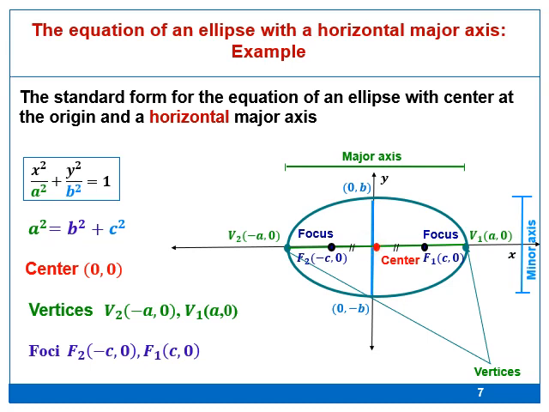The two foci and the two vertices lie on the major axis. c is the distance from the center to the focus. a is the distance from the center to the vertex. So the vertices coordinates will be (a, 0) and (-a, 0), and the foci will be given by (c, 0) and (-c, 0), where we can get the c from this equation as a squared is equal to b squared plus c squared.